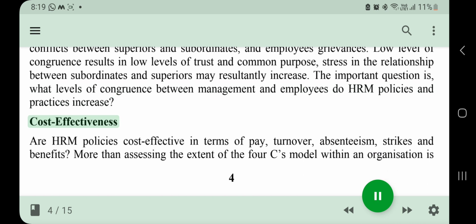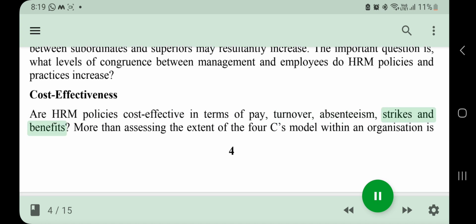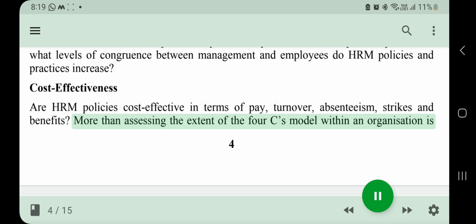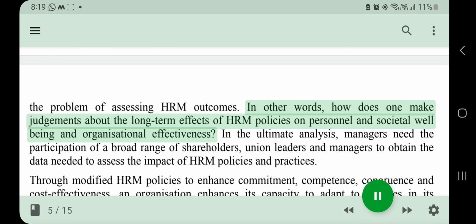Cost effectiveness. Are HRM policies cost effective in terms of pay, turnover, absenteeism, strikes and benefits? More than assessing the extent of the 4 Cs model within an organization is the problem of assessing HRM outcomes. In other words, how does one make judgments about the long-term effects of HRM policies on personnel and societal well-being and organizational effectiveness?